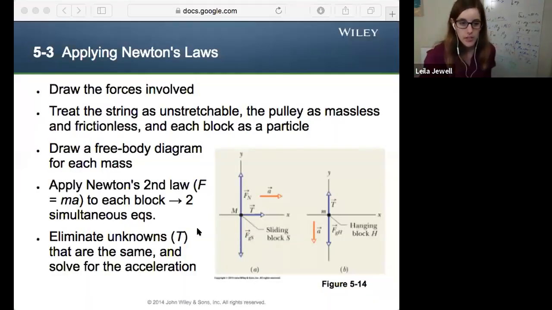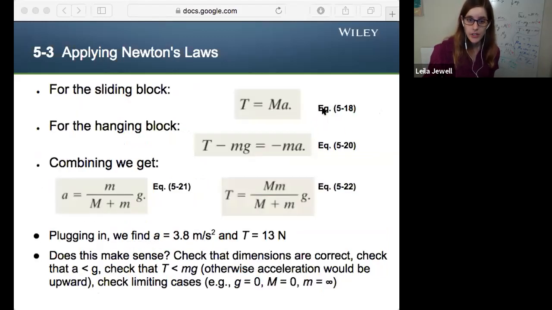All right, so we applied Newton's second law to each block. We eliminated the unknowns that are the same and solved for the acceleration. So we got the same equations as them, and combining them, we got this equation for acceleration and this one for tension. So if you plug in, you should find that the acceleration comes out to 3.8 meters per second squared, and that the tension comes out to 13 newtons.